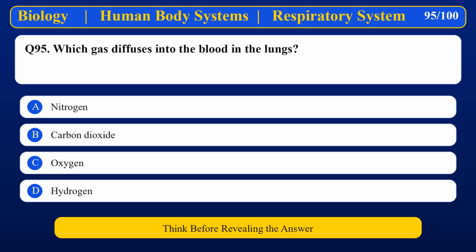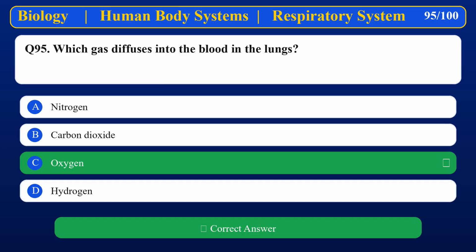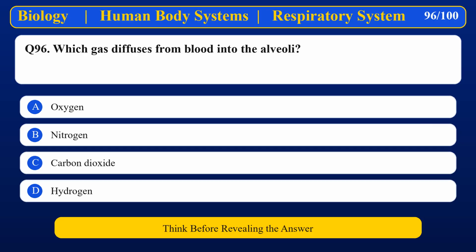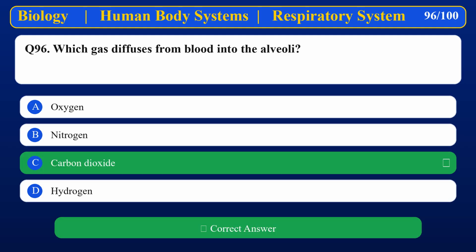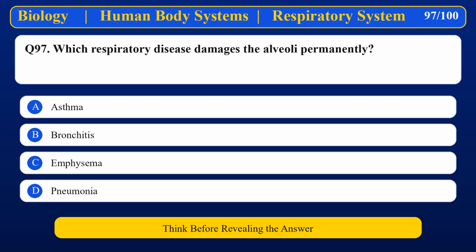Which process exchanges gases in the alveoli? Diffusion. Which gas diffuses into the blood in the lungs? Oxygen. Which gas diffuses from blood into the alveoli? Carbon dioxide. Which respiratory disease damages the alveoli permanently? Emphysema.